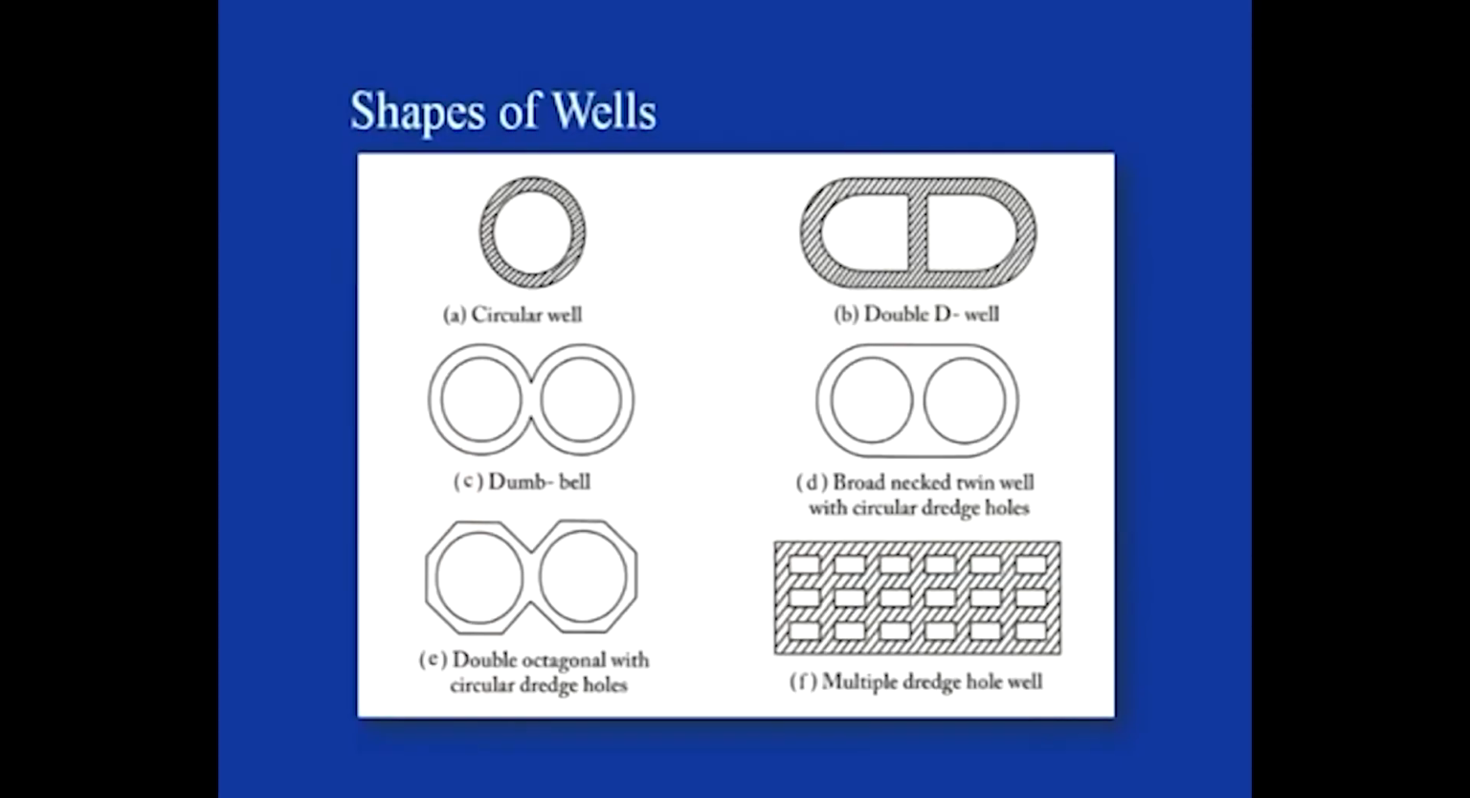Now let us have a look at different types of shapes of wells. There are many different shapes of well available, which you can see in this particular figure: the circular well, then the second one is the double D well, then the dumbbell shape, then the fourth one is broad necked twin wells with circular dredge holes, double octagonal with circular dredge holes, and the last one is the multiple dredge hole well.